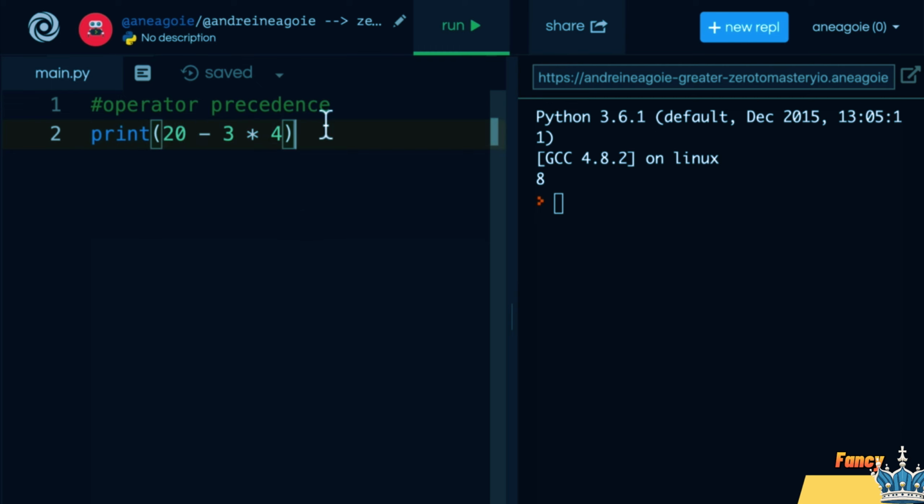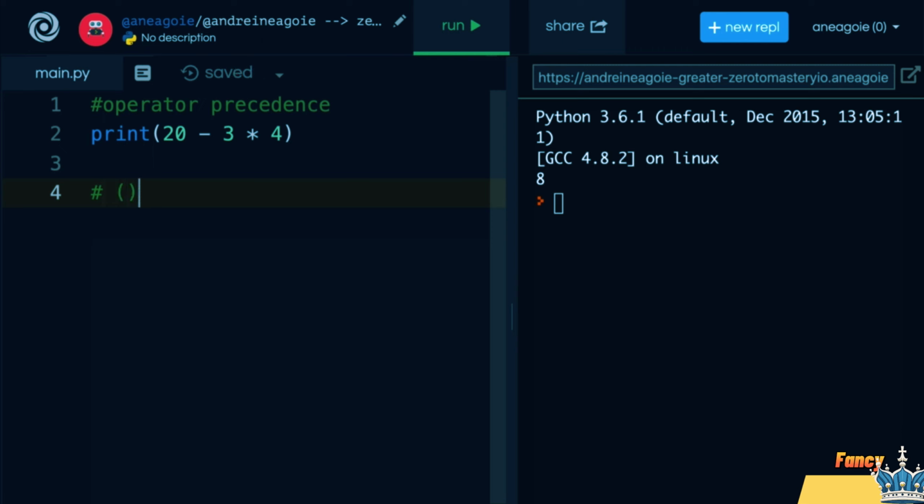And this operator precedence shouldn't be new, right? If you've taken any sort of math class, you understand that this is how, well, math works. And this works the same in all programming languages. So the order is this.